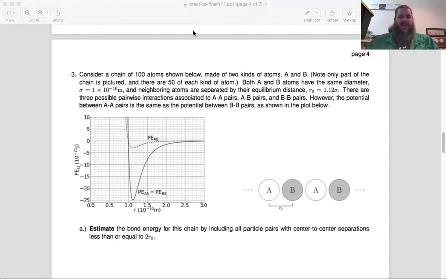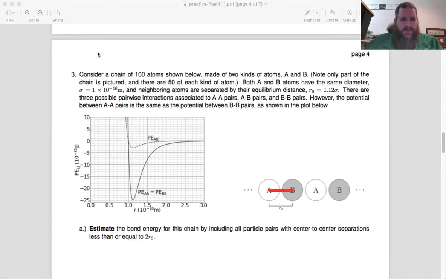So if we consider a typical AB bond from A to B, and note that that's distance R naught, so that's less than or equal to 2 R naught. That is the sort of bond we're trying to include here. That AB bond, how would we figure out the energy of one of those bonds? With the graph? Yeah, if we take a look at the graph, this is R naught apart from each other. So where on the graph should we look to figure out that energy? Maybe where it says PE of AB.